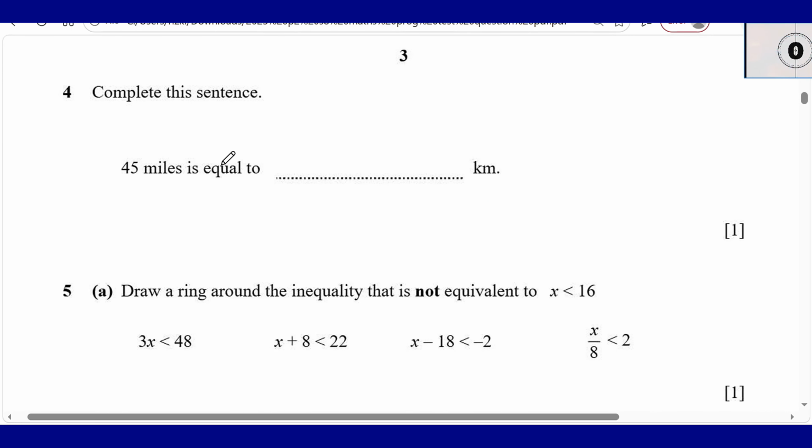Okay guys, complete this sentence. 45 miles is equal to how many kilometers? For this you have to have the knowledge of how many kilometers is 1 mile. Let's check this out. After the timer returns to 0, we will reveal the answer. In the meantime, you can try it on your own.